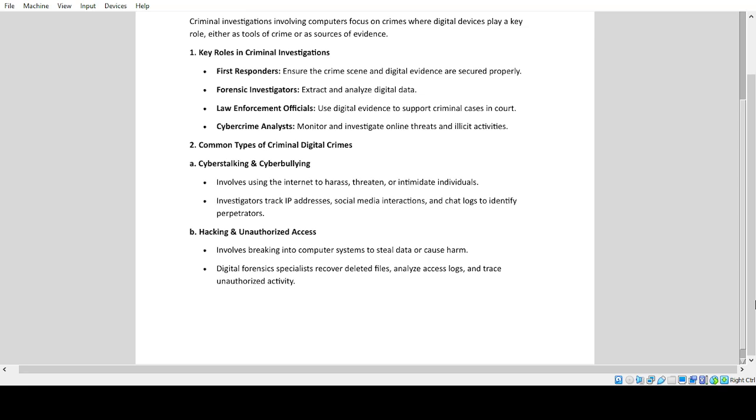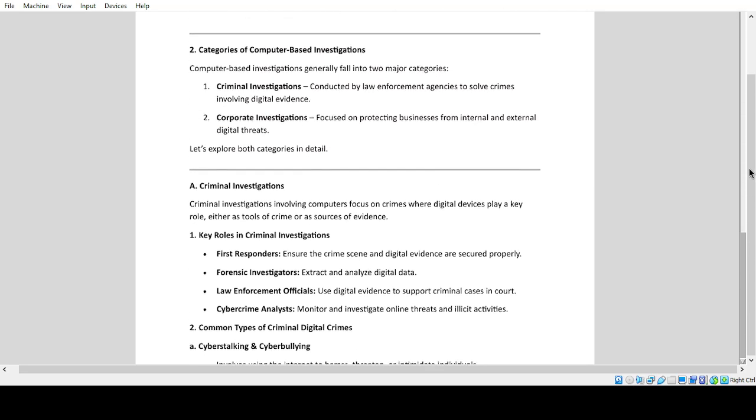2. Common types of criminal digital crimes. A. Cyberstalking and cyberbullying. Involves using the internet to harass, threaten, or intimidate individuals. Investigators track IP addresses, social media interactions, and chat logs to identify perpetrators. B. Hacking and unauthorized access. Involves breaking into computer systems to steal data or cause harm. Digital forensics specialists recover deleted files, analyze access logs, and trace unauthorized activity.